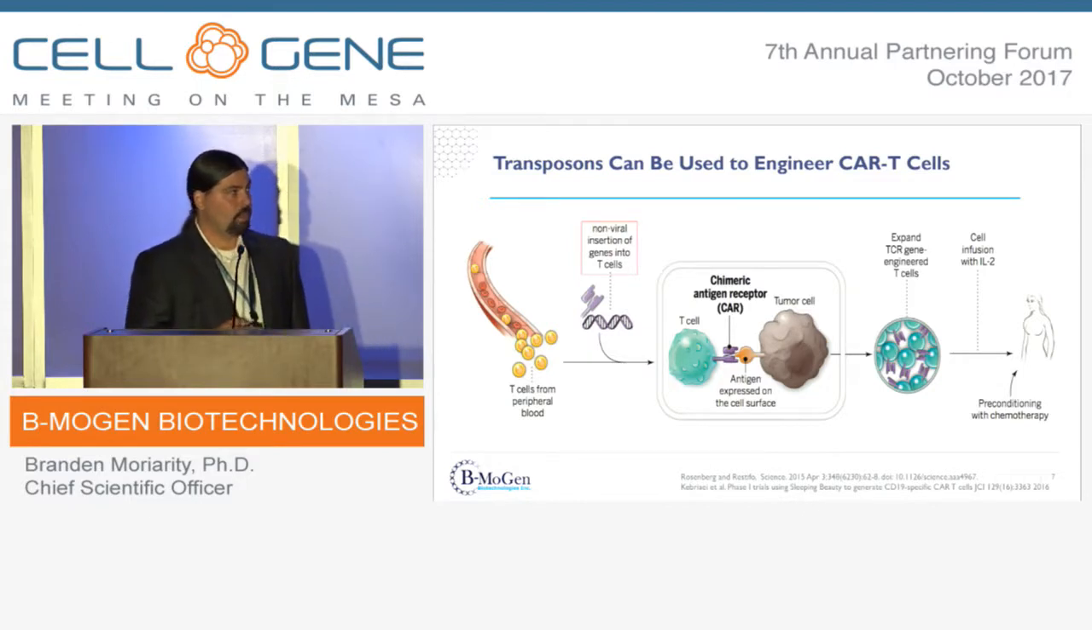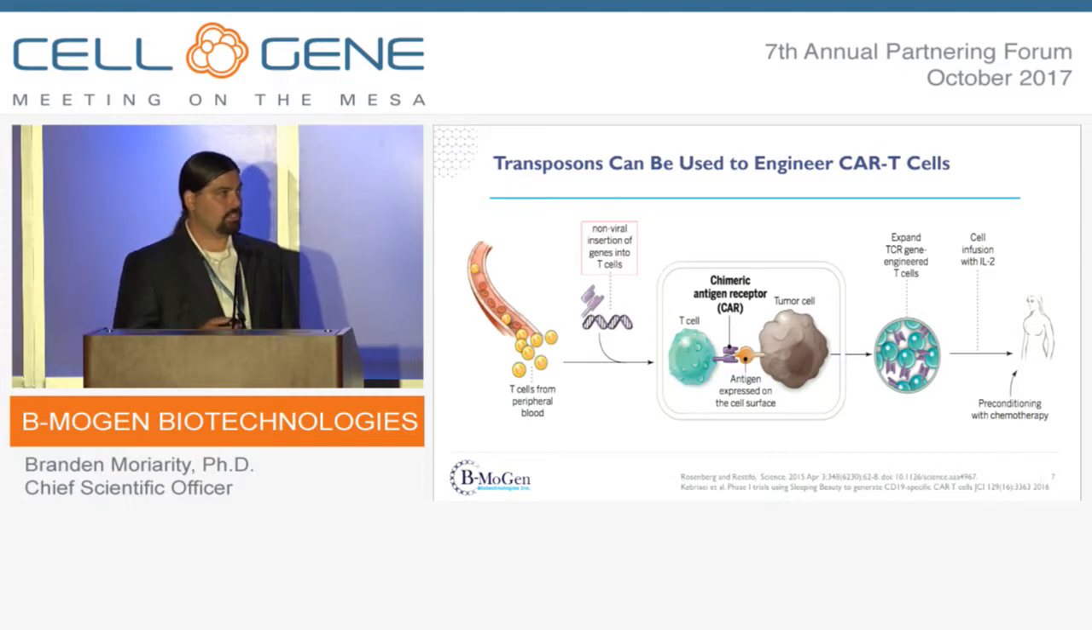Interestingly, transposons can be used to engineer any cells, as I mentioned, but specifically CAR T cells or TCR transgenic T cells. Here's a diagram of what many of you are likely familiar with, using a patient's own T cells and delivering a CAR or TCR. This is typically done with a viral strategy, but in our case with a transposon, and then those cells are used to fight an existing cancer in cancer patients.